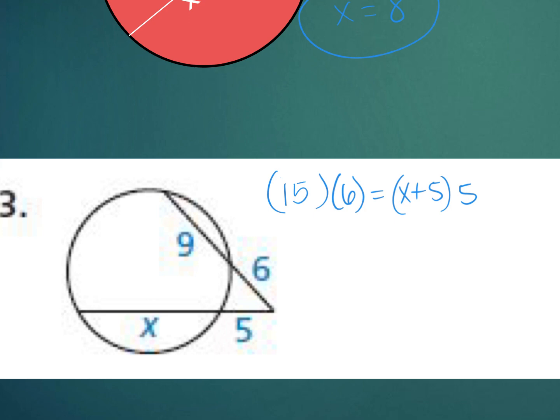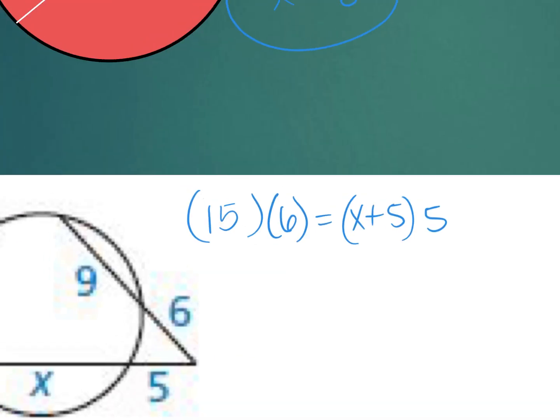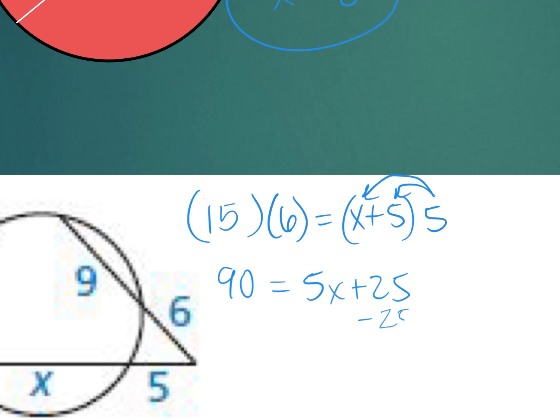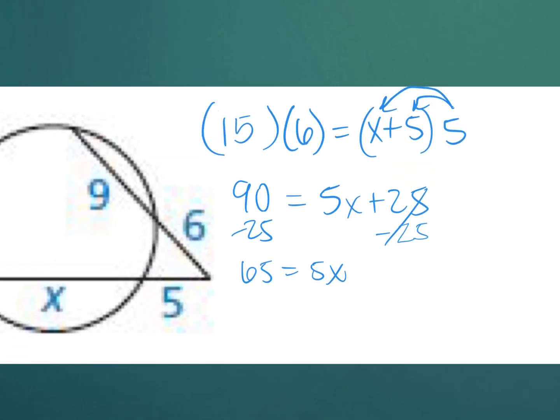What am I going to have to do on the right-hand side, people? What does that 5 have to do? Distribute. Excellent. So let's distribute it. It's going to be 15 times 6, I believe that's 90, equals 5x plus 25. What do I do next? Subtract 25. Very good. What do you get? 65 equals 5x. Then what? Divide by 5. x is going to be equal to 13.